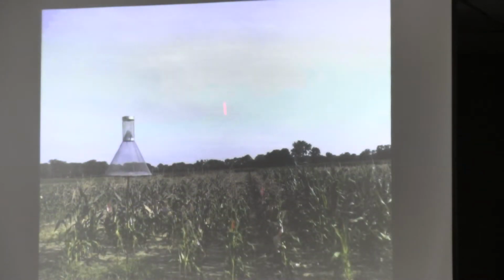I mentioned pheromone traps earlier. This is actually a cage trap that we use for corn earworm. And this is the same type of trap we use in this state or any other state for monitoring corn earworm.